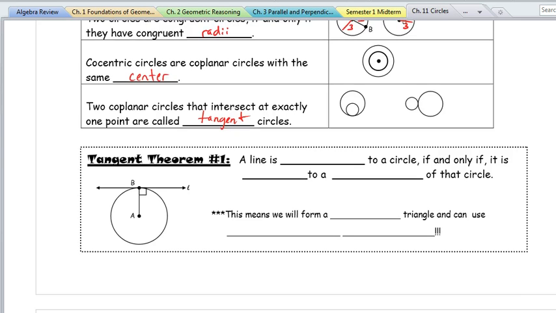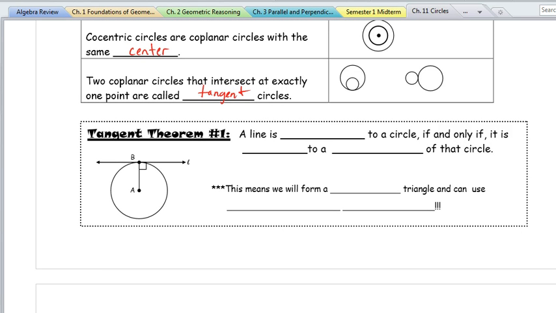First tangent theorem we're going to look at. A line is tangent to a circle if and only if it is perpendicular to a radius of that circle.